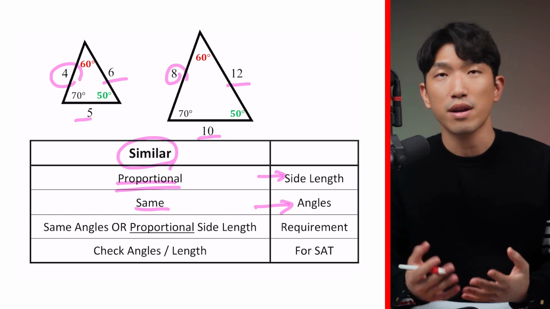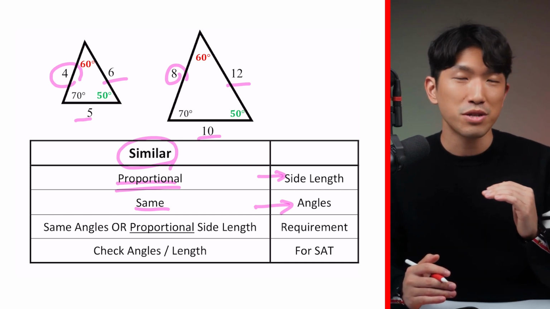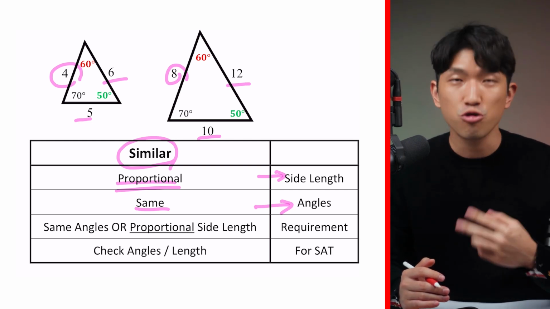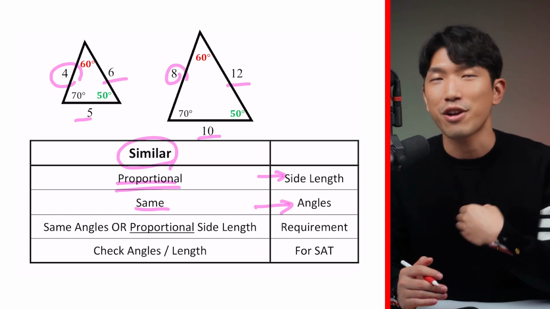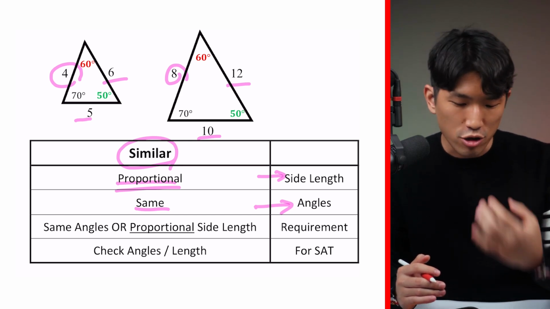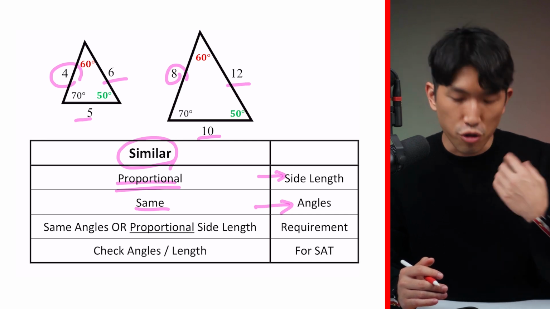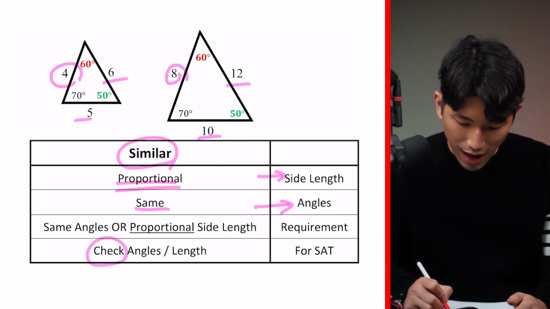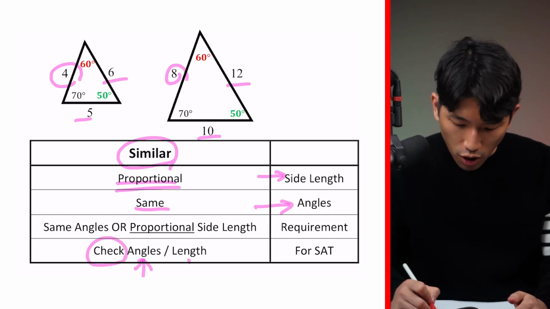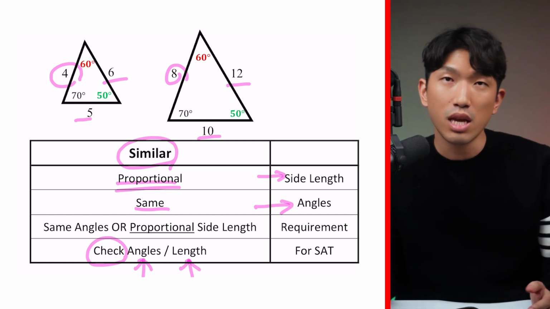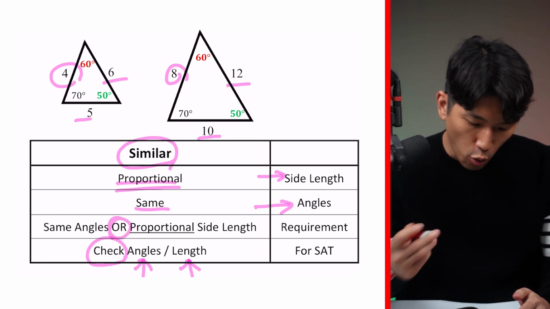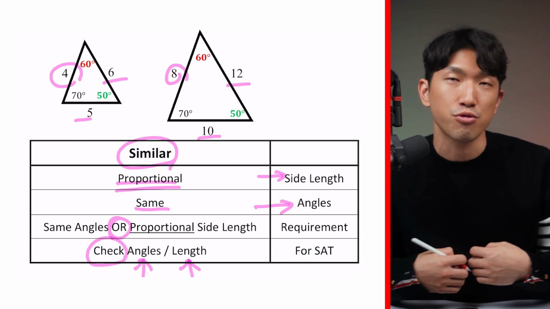And for the SAT, when it comes to medium difficulty similar triangle questions, they're going to ask you, hey, you're given these two triangles, are they similar or not? They're going to ask you to prove whether these two triangles are similar or not. And for you to prove that, you just have to check whether they have the same set of angles or the same set of side lengths. And the key point here is that you only need to know one or the other. You don't have to know both to prove similarity.